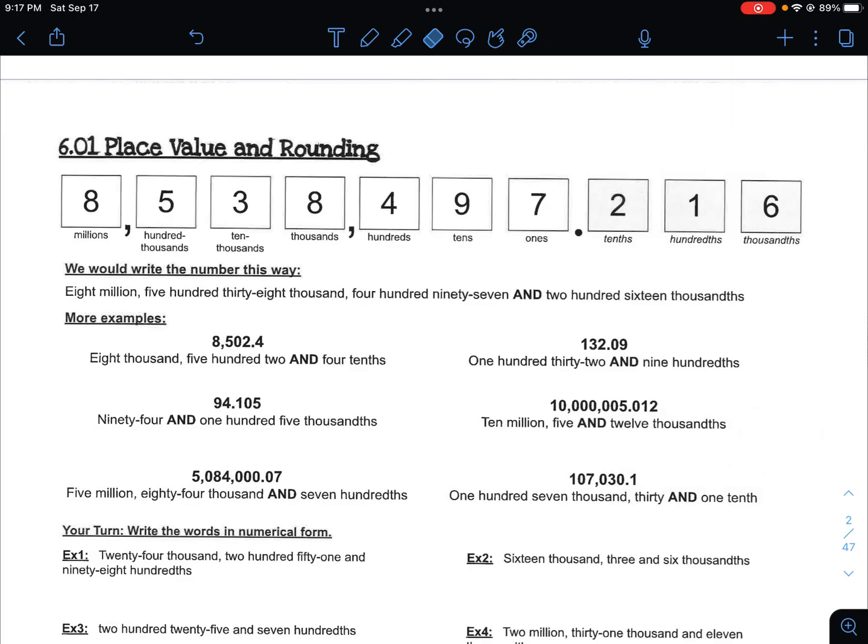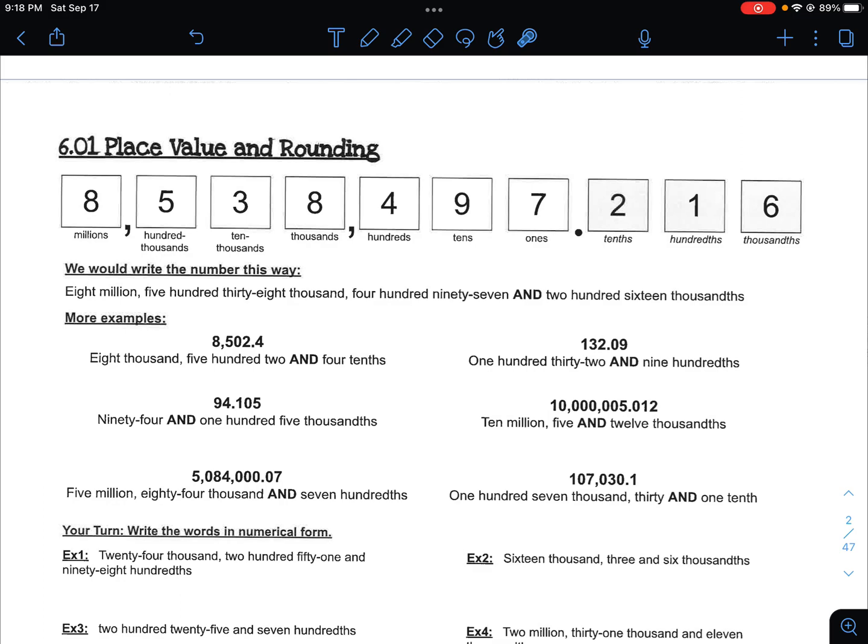In this video, we are going to learn about place value and rounding. So let's begin. This number right here is 8,538,497 and 216 thousandths. So we have all these different place values.